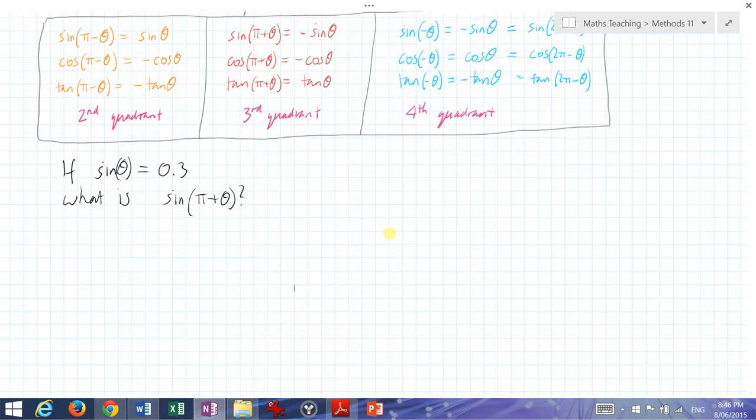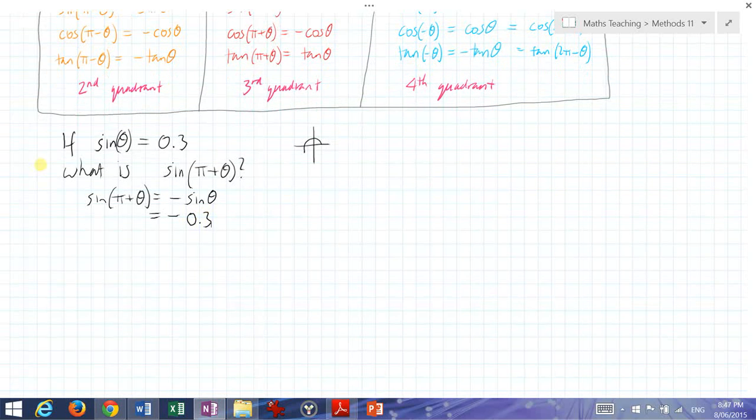I can use my symmetries and I can see that in the third quadrant, so pi plus theta, somewhere in the third quadrant, if I look at the red writing, I can see that sine of pi plus theta equals negative sine of theta. But we were told what sine of theta is. Sine of theta was 0.3. So sine of pi plus theta equals negative 0.3. Okay, let's call that example 1. Let's go example 2.